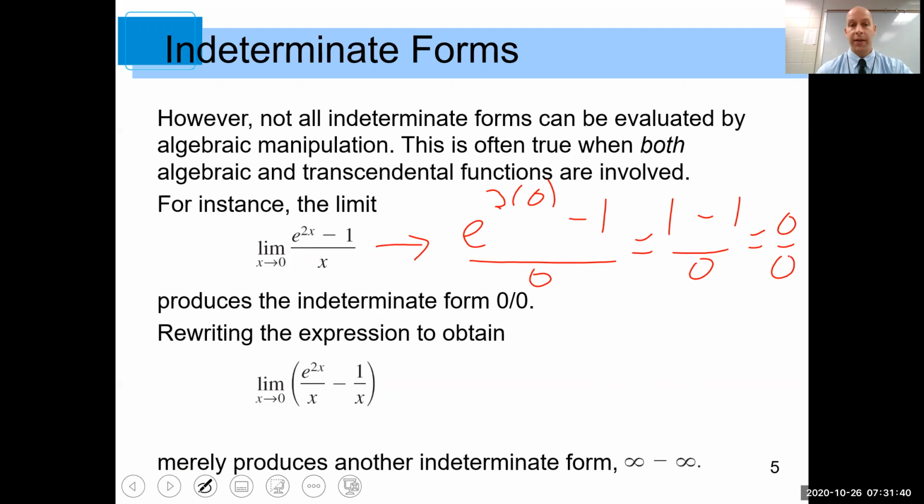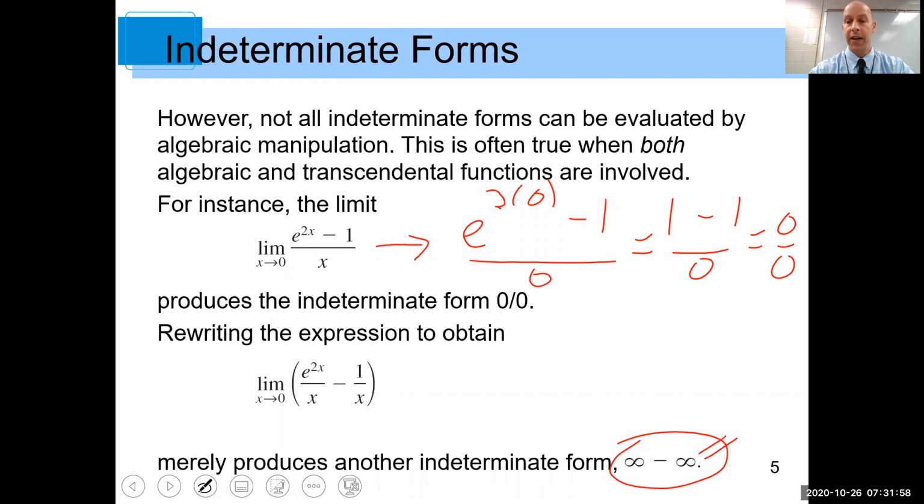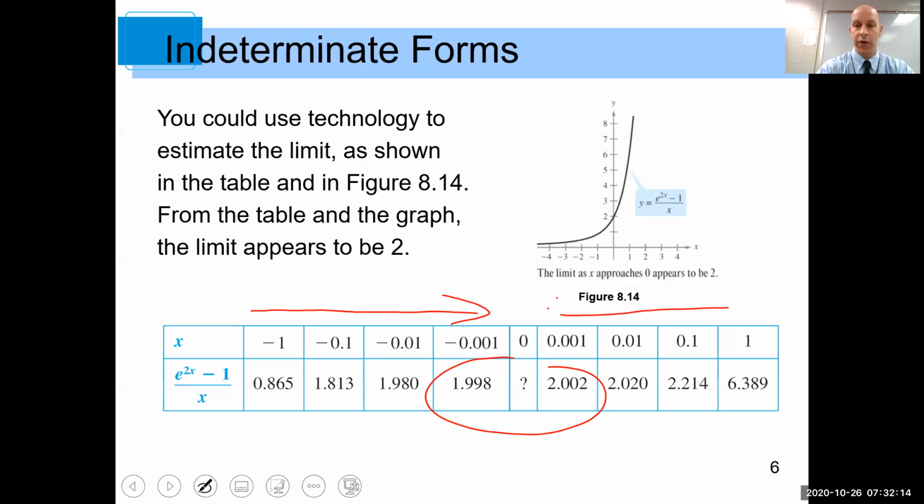But if we rewrite this expression in such a way that we just basically break this numerator into 2 pieces with the common denominator of x, we end up with infinity minus infinity. So that doesn't really help us because, by the way, I should note this, infinity minus infinity does not equal 0. It might equal 0, but in general, it does not. You could use technology to estimate the limit. And if you look carefully here, as we get closer to 0 from the left and closer to 0 from the right, you can probably guess that the answer here is 2.